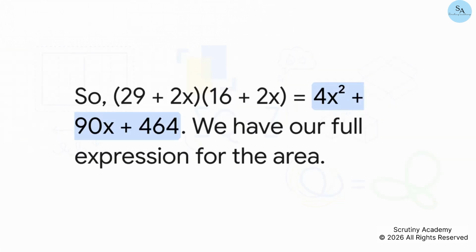All right, now let's just put all those pieces together. We've got one x squared term, which is 4x squared. We have two x terms, 58x and 32x. Let's just add those up, and we get 90x, and then we have our plain number, 464. So the whole thing simplifies to 4x squared plus 90x plus 464.